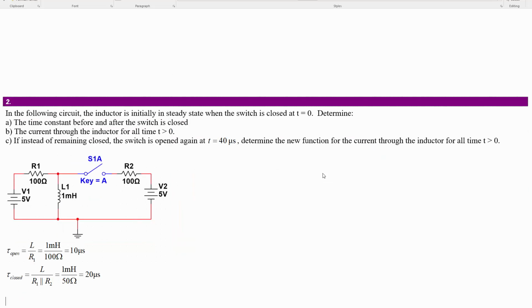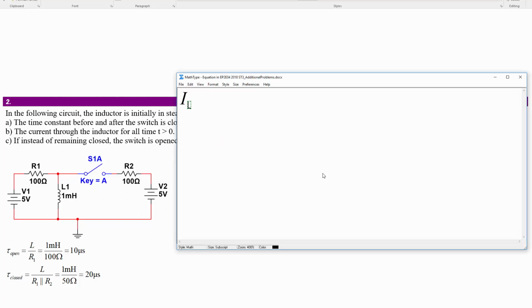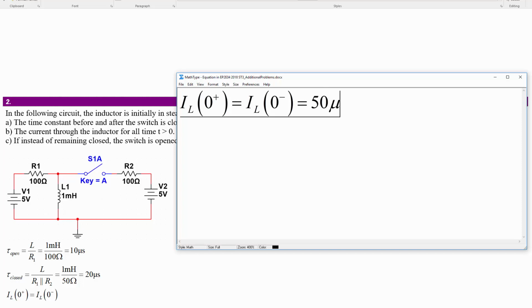Okay. Then the current through the inductor for all time t greater than 0. So what we're going to need is IL at the point just after the switch is thrown, which is the same as the current through the inductor just before the switch is thrown, which is going to be, as in the previous problem, 50 milliamps.